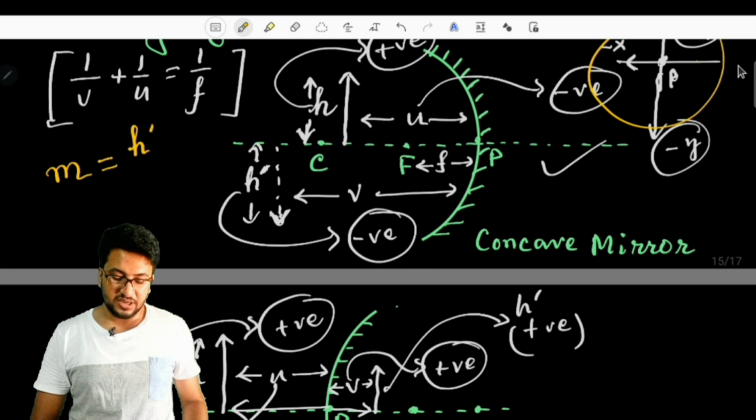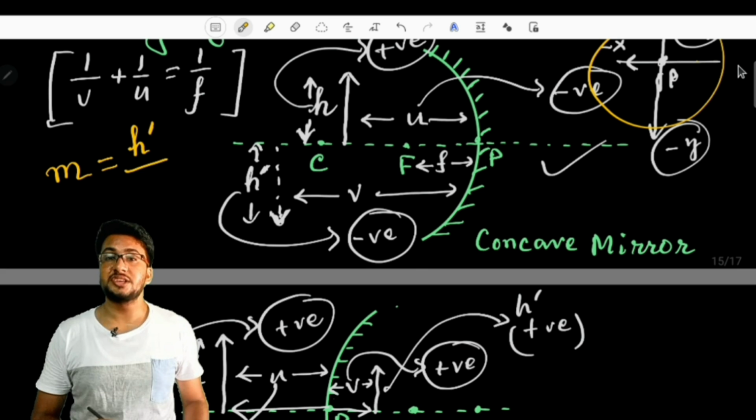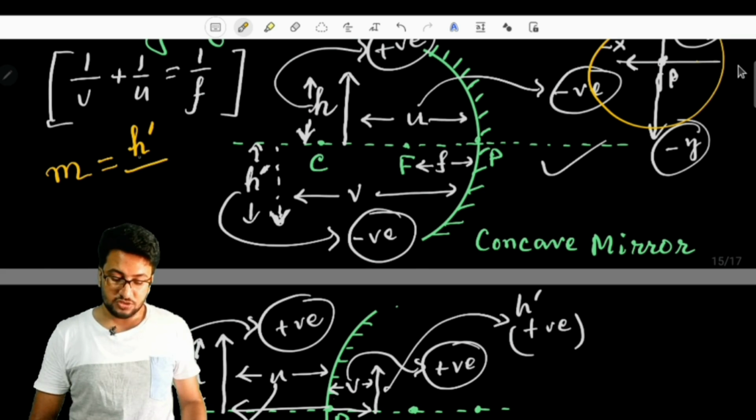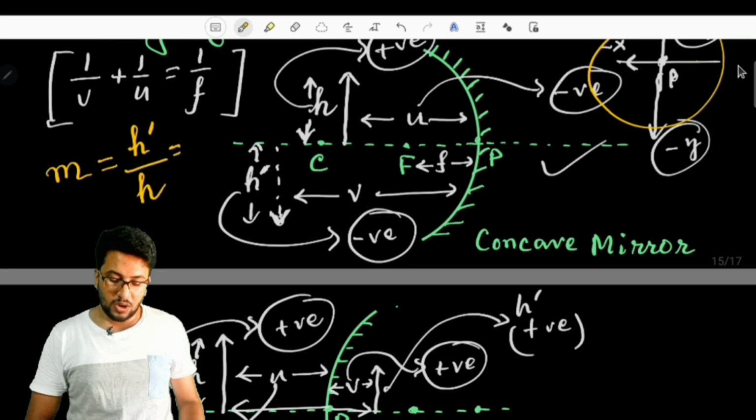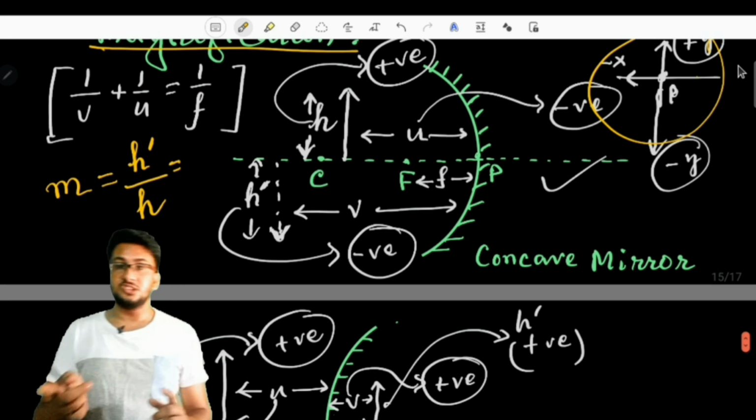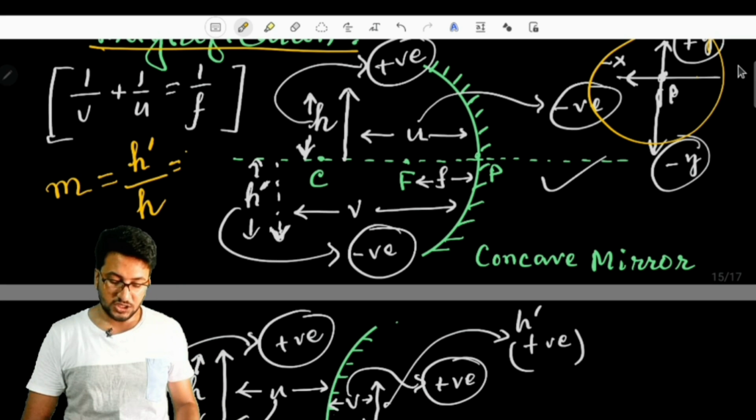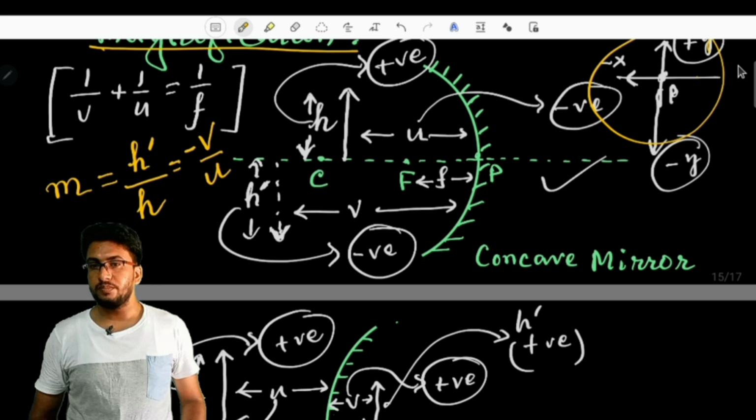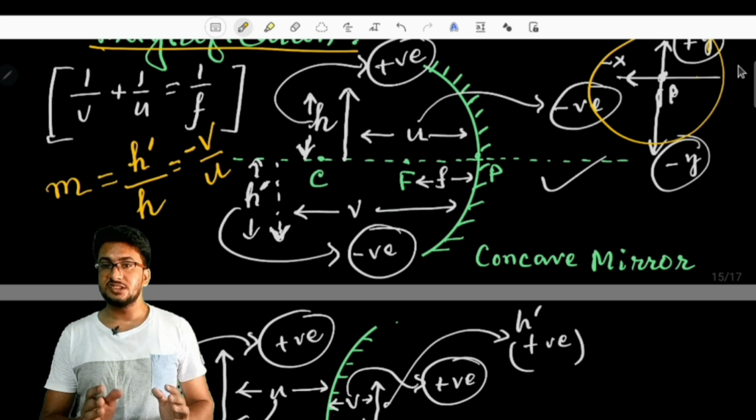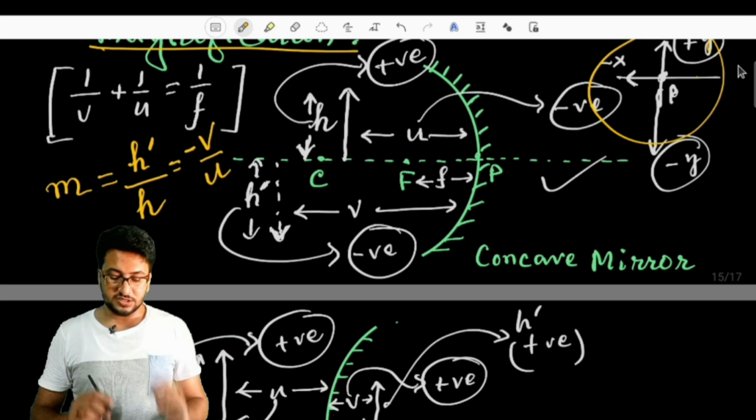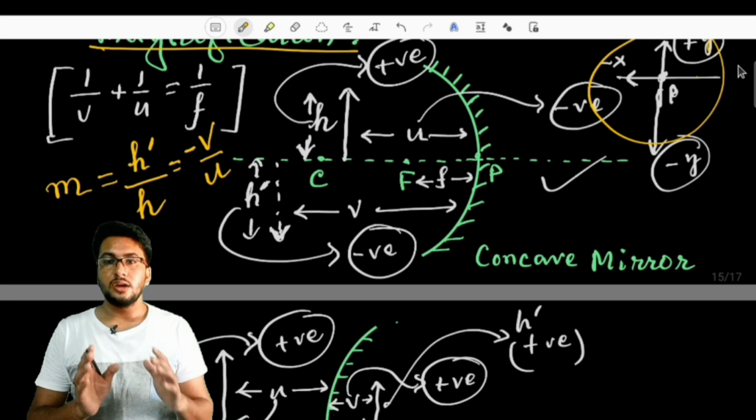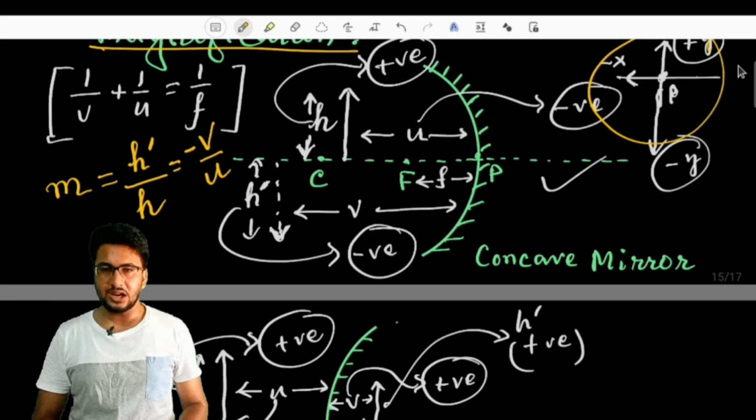The magnification parameter is the ratio of the height of the image to the height of the object, which is also equal to the ratio of image distance and object distance. In case of a mirror the magnification formula will be minus v by u, where v is the image distance and u is the object distance. This is the formula for magnification of any kind of spherical mirror.